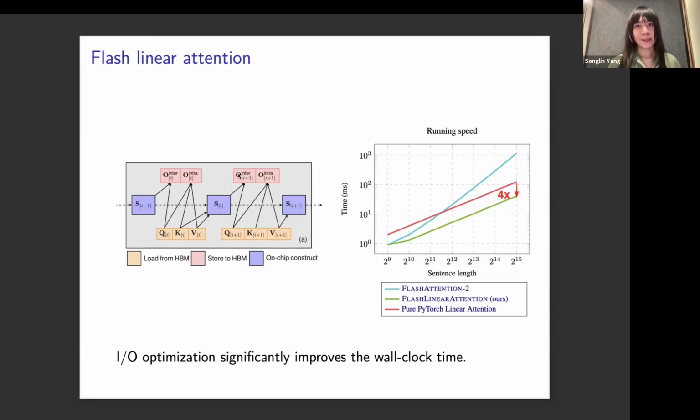As such, we significantly reduce the I/O cost with the trunkwise linear attention, and this could lead to up to 4 times speedup compared to the vanilla PyTorch implementation. Flash linear attention is very similar to flash attention in the high-level idea, that is to optimize the I/O cost in order to achieve faster wall-clock running speed.